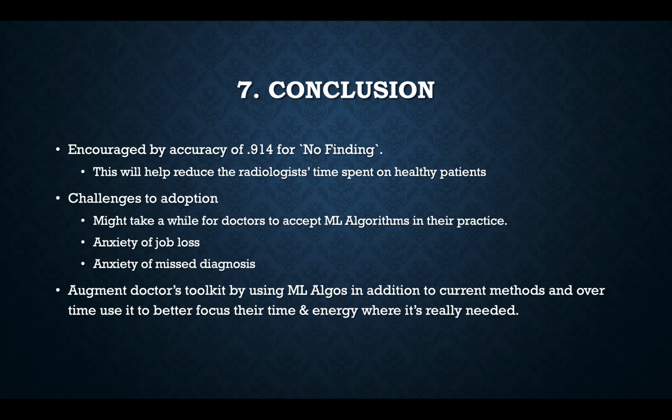So in conclusion, we were encouraged by the accuracy of 0.914 for the no finding, which we found in our original proof of concept, but we had to give up a little bit of that accuracy for performance in our final model. There were also going to be some challenges to adoption, including that it might take a while for doctors to accept ML algorithms, the anxiety of job losses for doctors, and anxiety and liability of missed diagnoses. However, we do think that ML can really augment a doctor's toolkit in addition to the current methods.